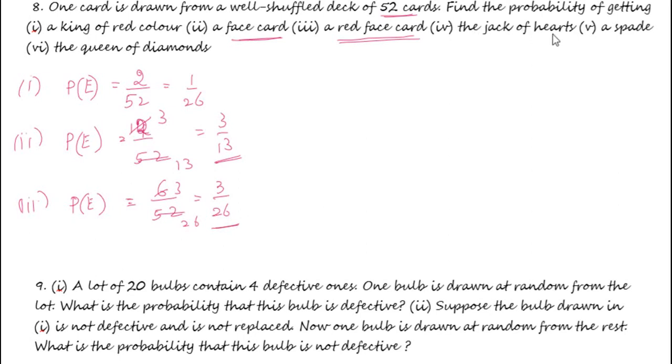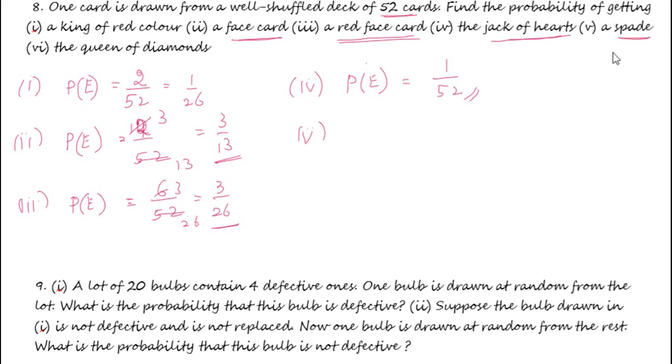Fourth one, a jack of hearts. Every group will have only one jack, that is spade, clubs, hearts and diamonds. Here it is specified the jack of hearts. That means there is only one card, one jack of hearts. Out of the 52 cards, favorable outcomes are 1 and total outcomes are 52. This is the probability.